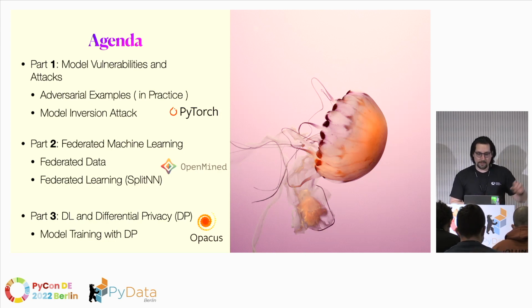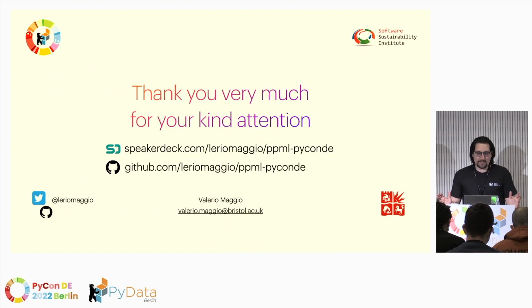inversion attack. First block, just PyTorch. Second block, OpenMined, which is a wonderful community defining many tools in this context. And the last bit is about Opacus, which is another tool in the PyTorch ecosystem. These are the main three blocks of technologies we're going to use later on. Fantastic. These are the links again to the repository and to the slides if you want them. Feel free to catch up with me later on Twitter, GitHub, mail, whatever you like.